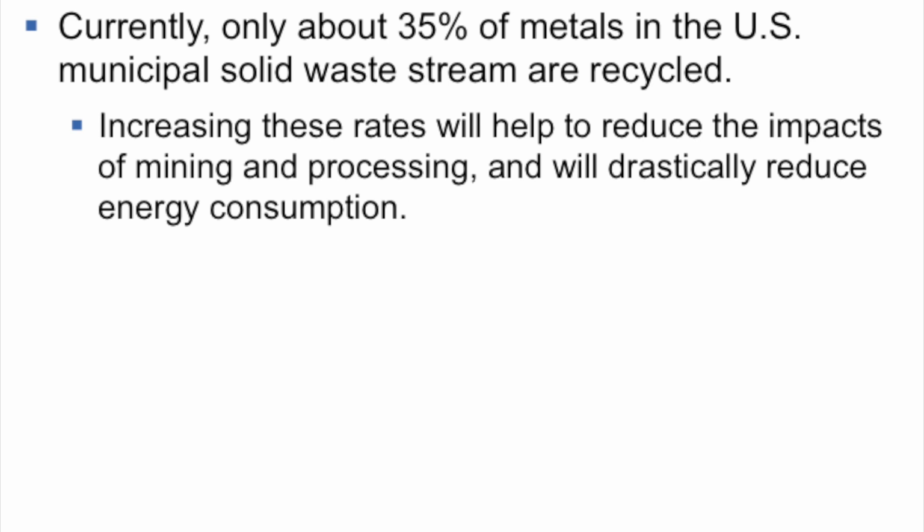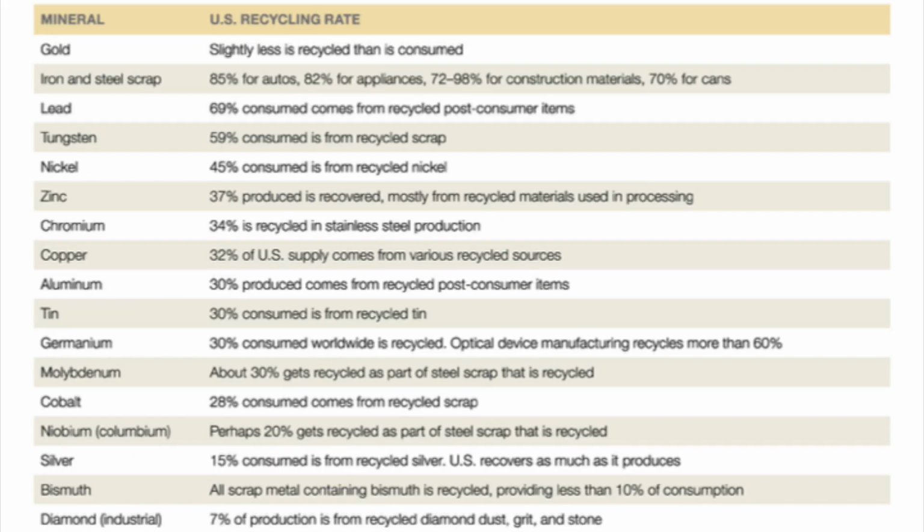So currently, only about 35% of the metals in the U.S. are recycled out of our waste stream. If you do the reverse, what is that? 65% are thrown away, and probably at a really drastic rate, given how much people like to keep up with modern tech. So the recycled minerals that you see in the US are here, but you can see the percentages. I think the only ones that really top 50% or are near the top there are iron, steel scrap, lead, and tungsten. But once you get past that, it goes way down.